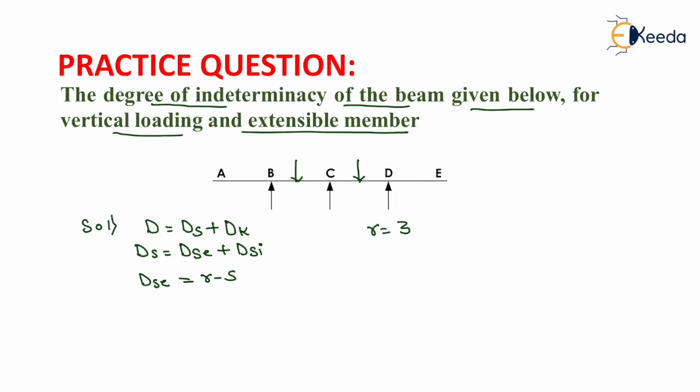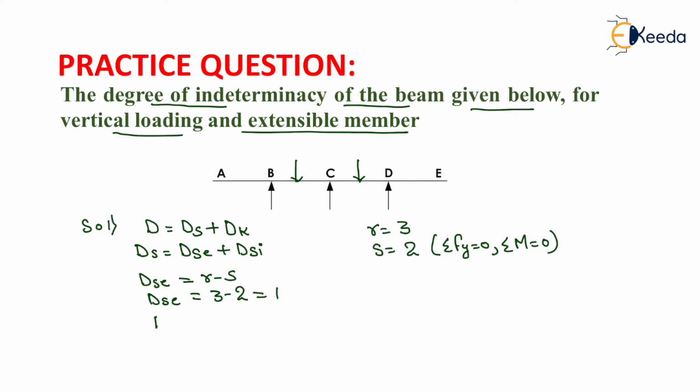Now the number of equilibrium equations will be only 2 because of vertical loading. Due to vertical loading, we only consider two equilibrium conditions, that is summation of vertical forces equals to 0 and summation of moment equals to 0. We are not going to consider here the summation of horizontal forces equals to 0. Now if we put the value of R and S here, that is 3 minus 2, then it will be equal to 1. That will be the external static indeterminacy.